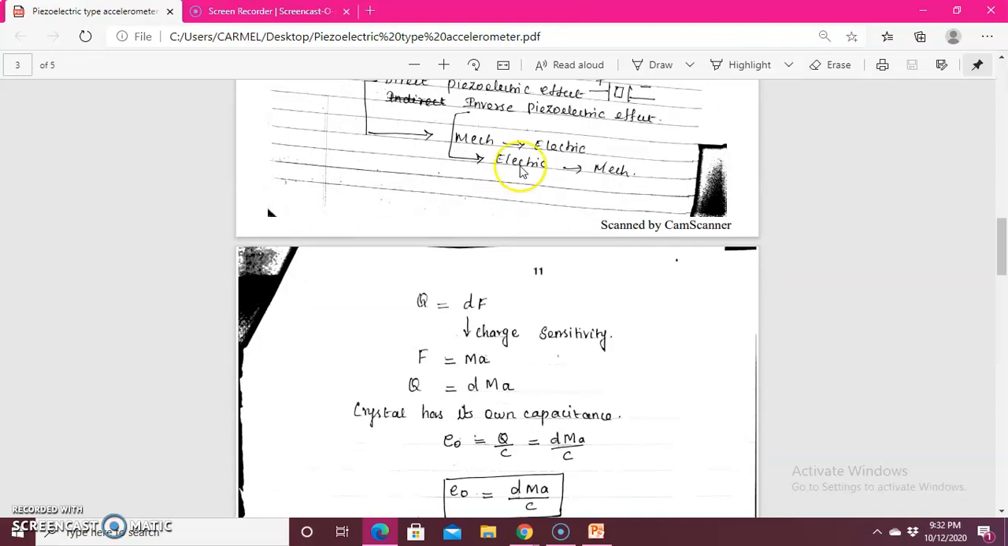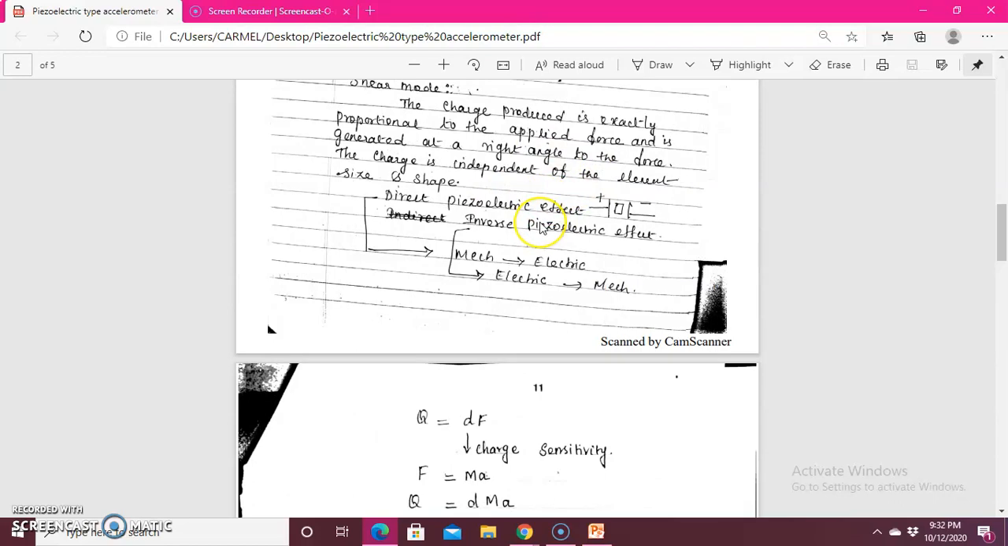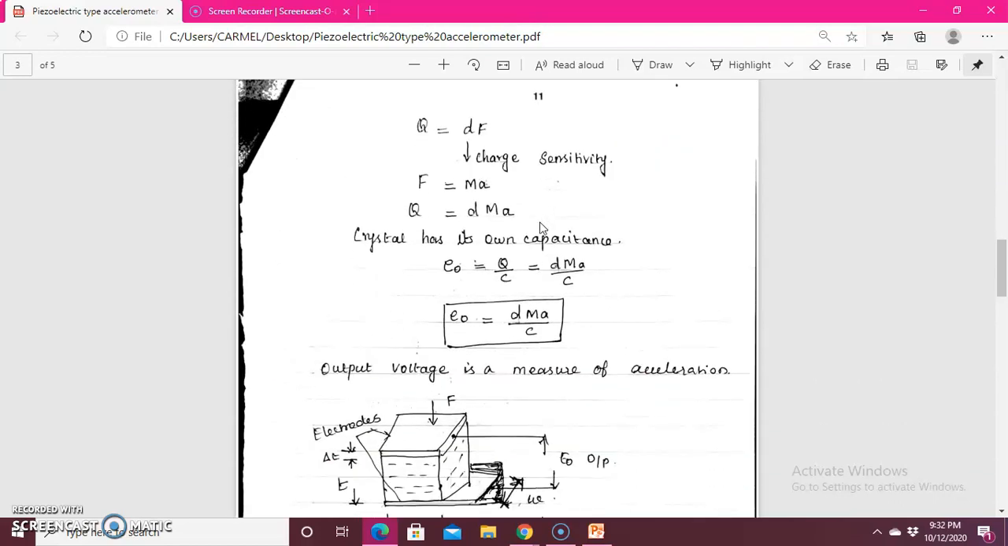So here mechanical to electric and electric to mechanical, that is the direct piezoelectric as well as the inverse piezoelectric effect. And the output charge Q is equal to D into F, where F is force, Q is charge, and D is charge sensitivity. You all know force is mass into acceleration, so I am just replacing it. Moreover, there are two electrodes, so the phenomenon is similar to capacitance. The crystal has its own capacitance. So the output E0 is equal to Q divided by C.